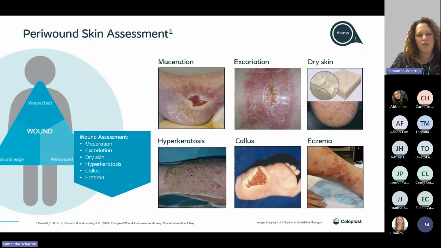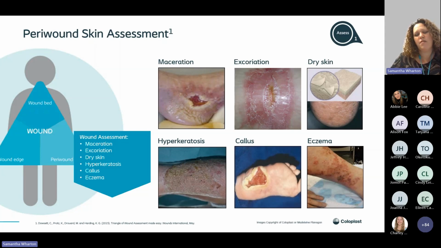Whenever I see this photo, I just want to get at it with a pad to try and remove that, because you know how hard that's going to feel for that patient. Very itchy. It can sometimes feel very hard, and it needs to be removed. Callus, that's often dealt with by podiatry, often seen in diabetic foot ulcers, and that needs removing again.